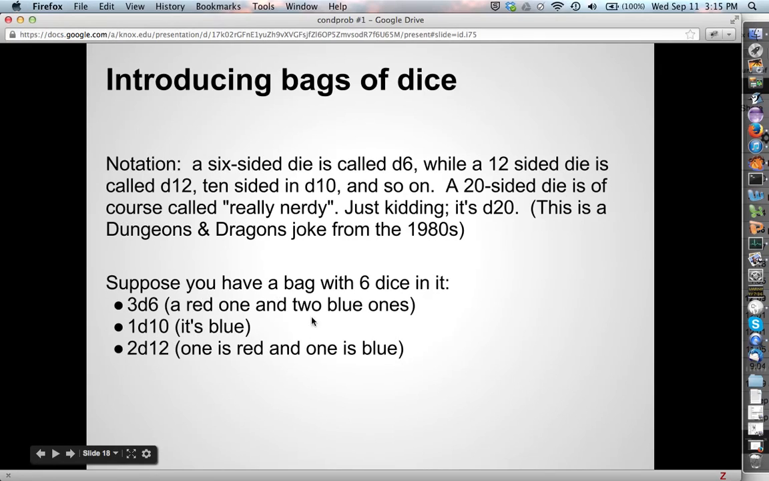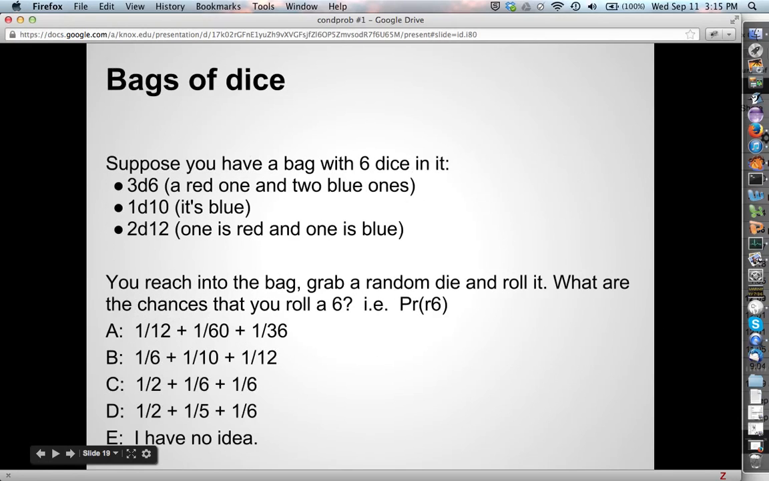So for the following several questions, suppose you have a bag with 6 dice in it. You have 3 D6s, a red one and 2 blue ones. We'll deal with the color of the dice later, but I'll just lay this out. You have 1 D10, a blue one, and you have 2 D12s, 1 red and 1 blue. So you have 6 total dice. 3 of them are D6s, 1 is a D10, 2 are D12s.